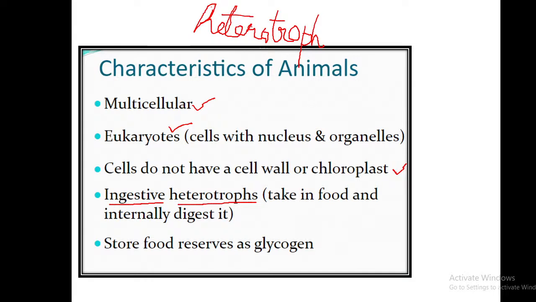Yeah, hetero means different. Good. Then Alina says they can't prepare their own food. It's also correct. But more specifically, hetero means different, that depends on others. Good. So hetero means many and trophic means food. So they depend on, Alina has written, they depend on plants. No, not only on plants, also on animals. Hetero means many. Trophic means the finding of a food source.